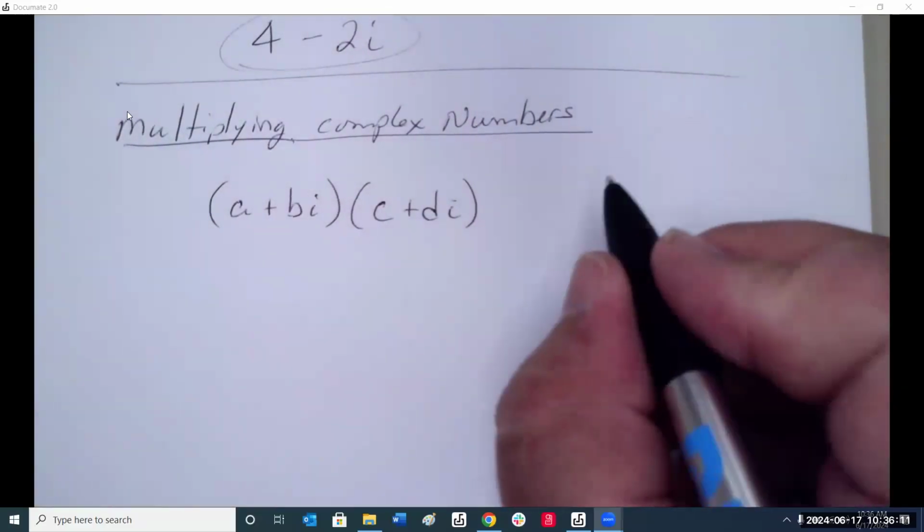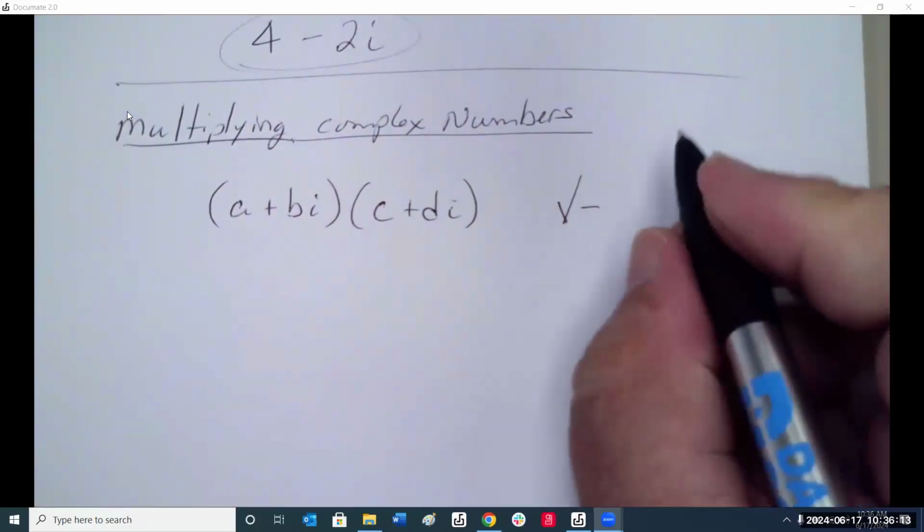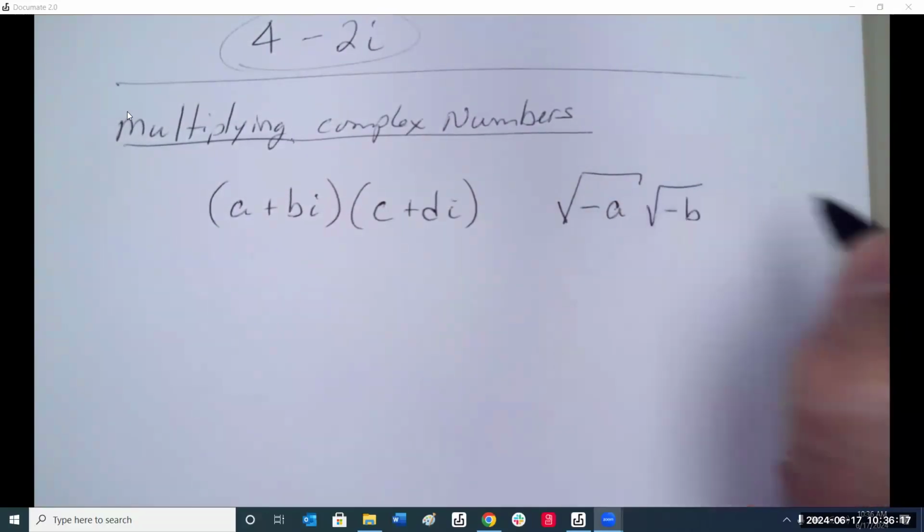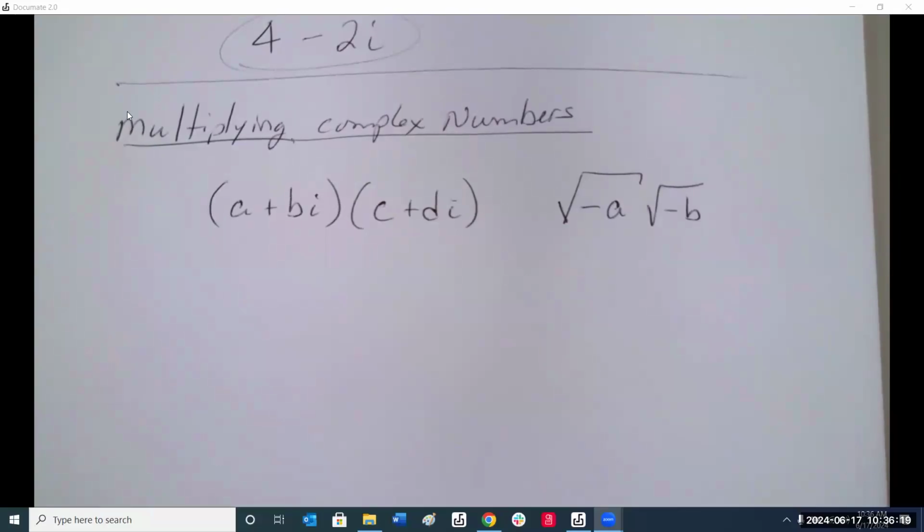We could do it like this. Like that, or any combination.